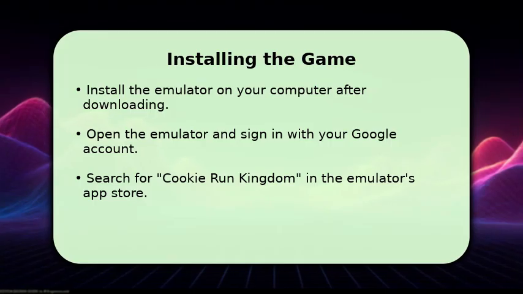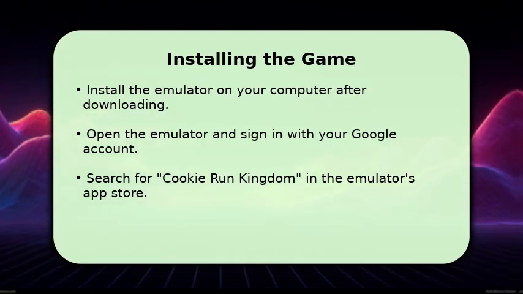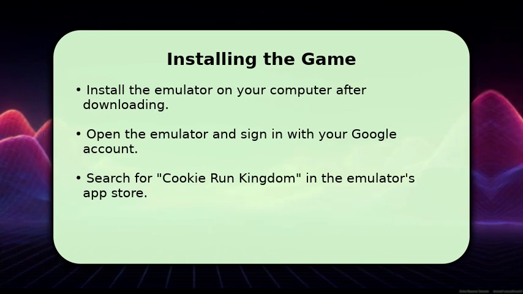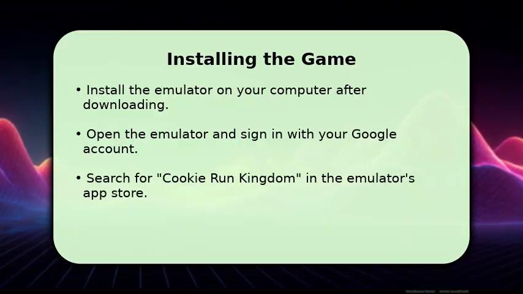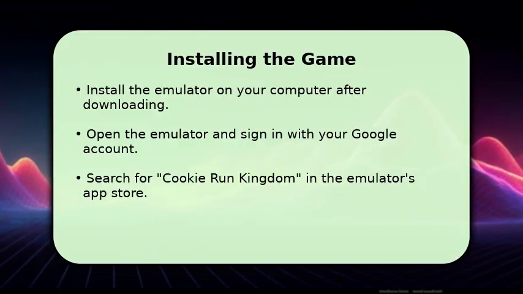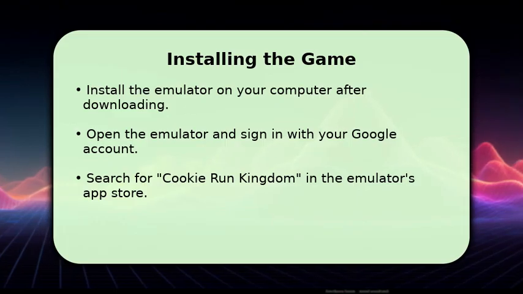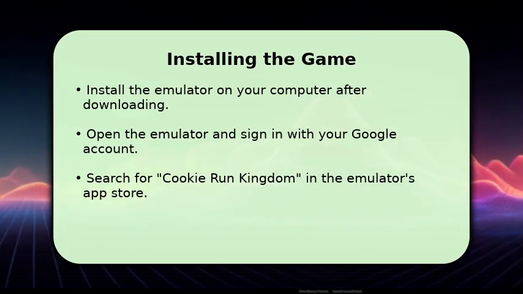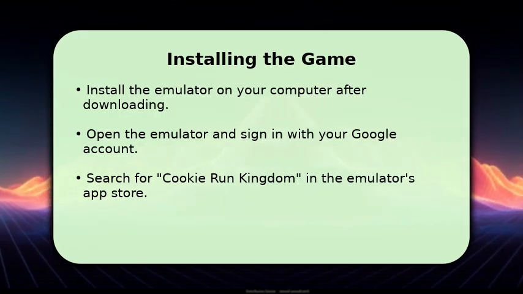Once your emulator is installed, launch it and complete the initial setup, which usually involves signing in with your Google account. This step is crucial as it grants you access to the Google Play Store within the emulator. Navigate to the Play Store, search for Cookie Run Kingdom, and then proceed with the installation. The entire process mirrors installing an app on your smartphone, making it very intuitive.